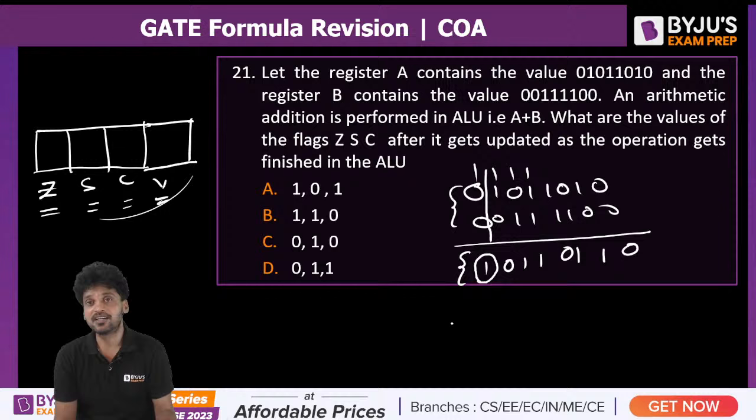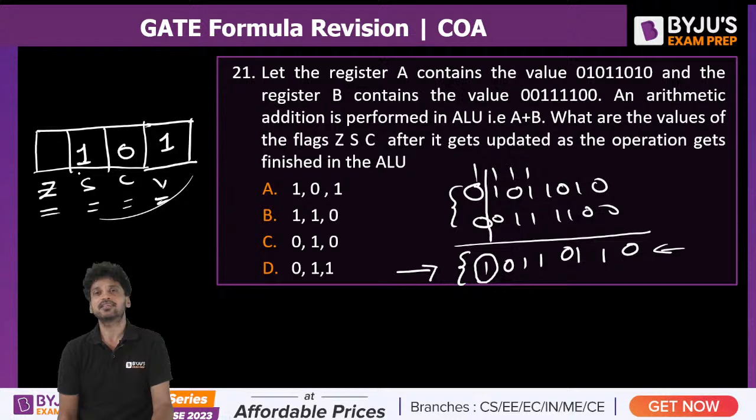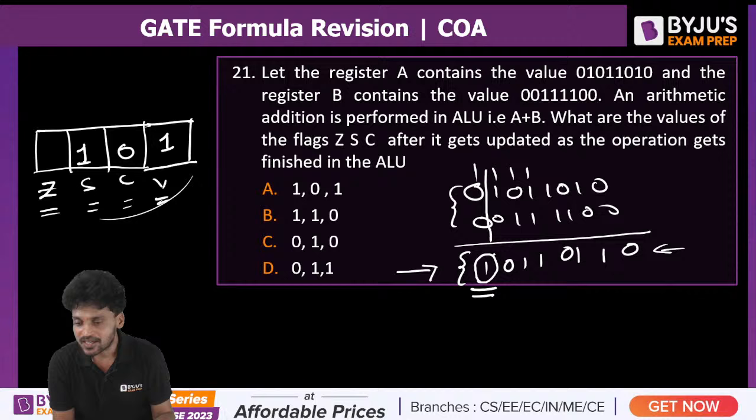Do we have any carry? No. There are two 8-digit numbers, and the result also is confined to only 8 digits. Carry flag will be equal to 0. There is no carry at all. Sign will be equal to 1, because the most significant digit is the sign. In the result, whatever the most significant digit is, that will get transferred to the sign flag in the flag register.